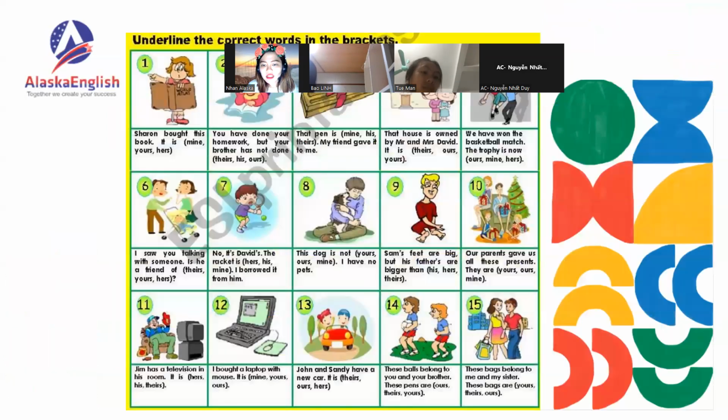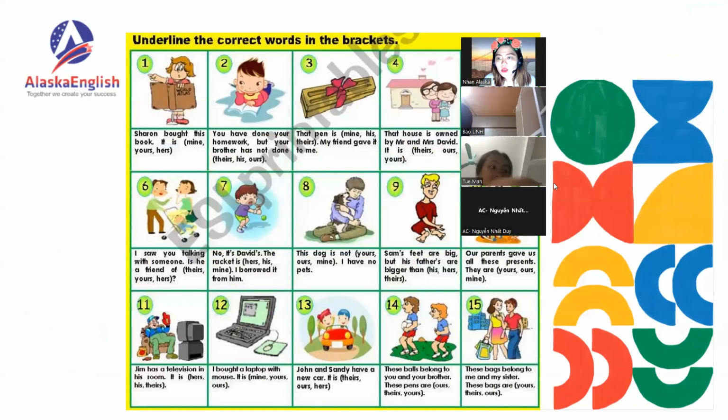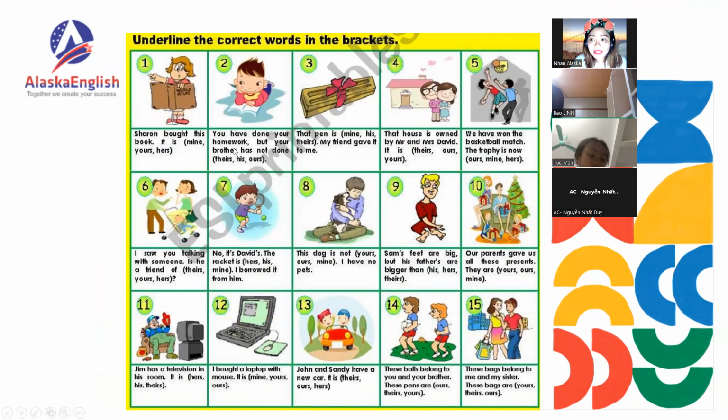But anyway, right here, I have some sort of an example. What I want you to do is to identify the appropriate answer in each photo. You need to analyze, all right? For example, let's hear it from Tuiman. Tuiman, can you give it a try for picture number 1?